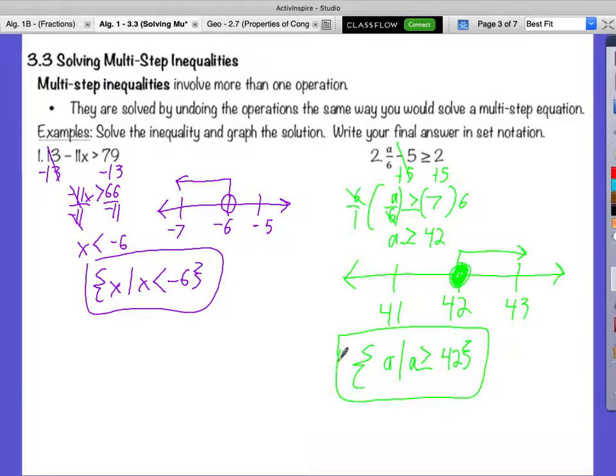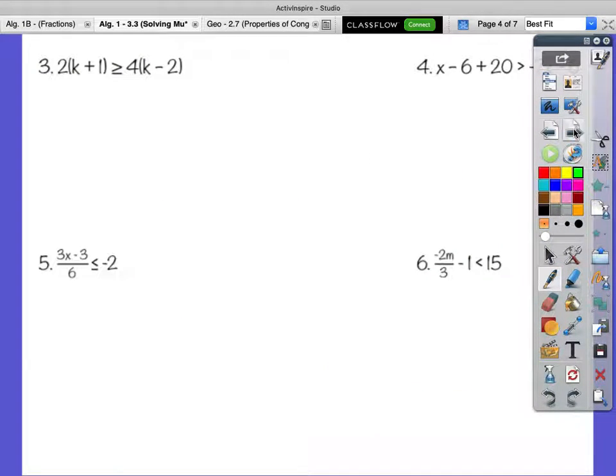Okay. Question on that. Let's flip the page. Multi-step. Okay, we've been doing multi-step. On number three, what would we do? We're going to solve it similar to an equation.